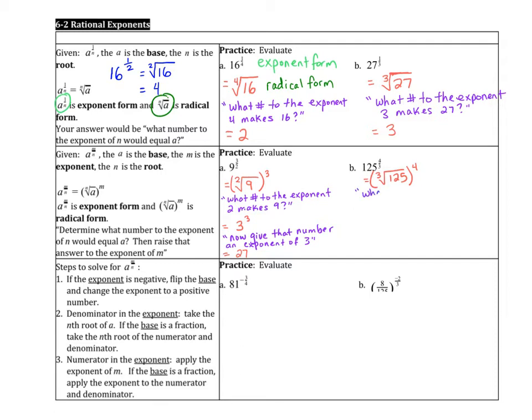So what number to the exponent 3 makes 125? And that number is 5, because 5 to the exponent 3 makes 125. Then we still have an exponent 4.